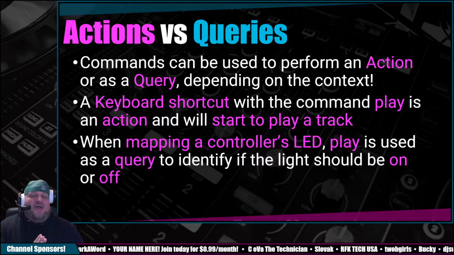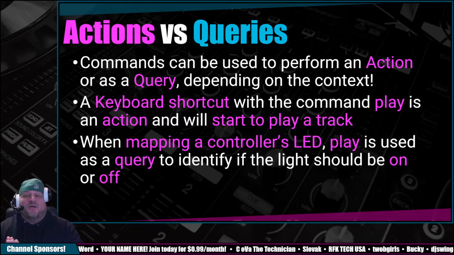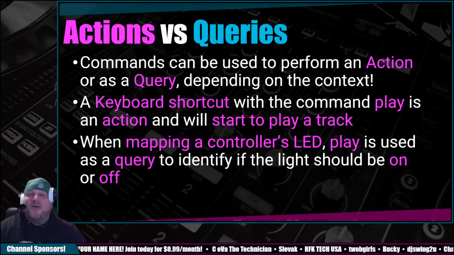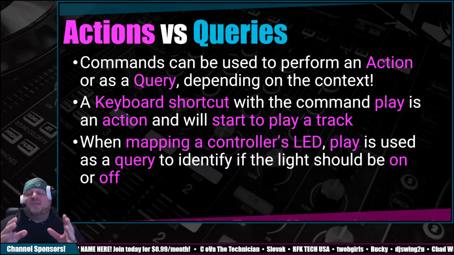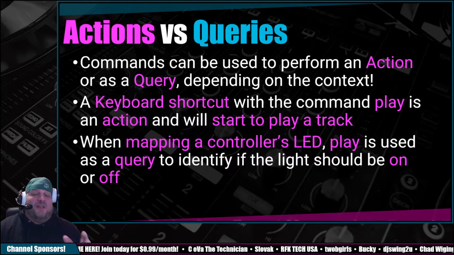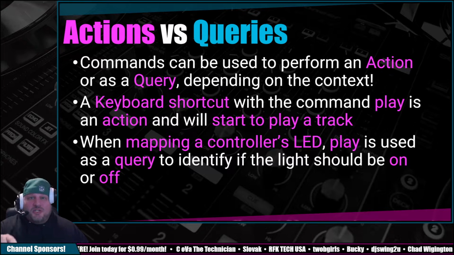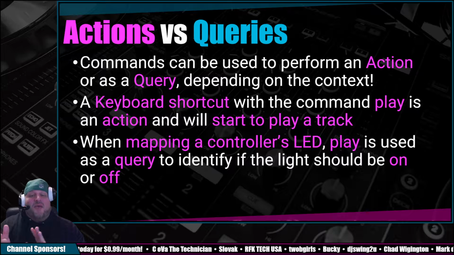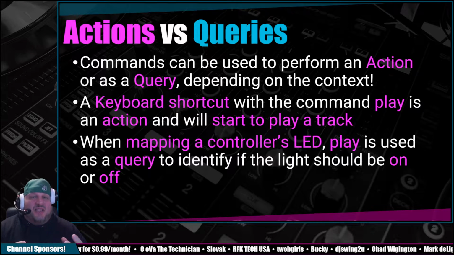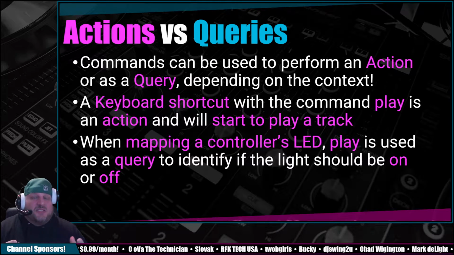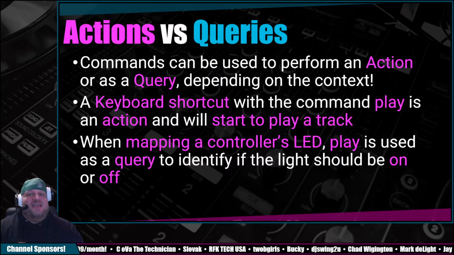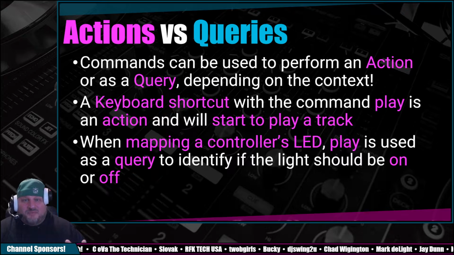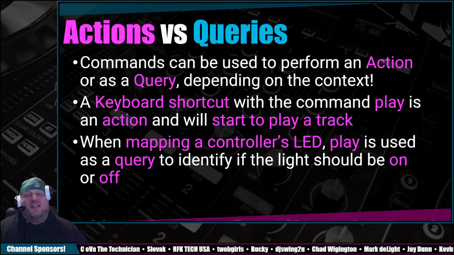So now we have actions versus queries, right? Commands can be used to perform an action or as a query depending on the context. If you have a keyboard shortcut with the command play, that's an action. When we push the keyboard button, it's going to play. Now, if we had a mapping of a control's LED light where we wanted it to be lit up if something is playing, we're going to be querying the status of play. If play is active, then the light should be on. If it's not active, then the light should be off.